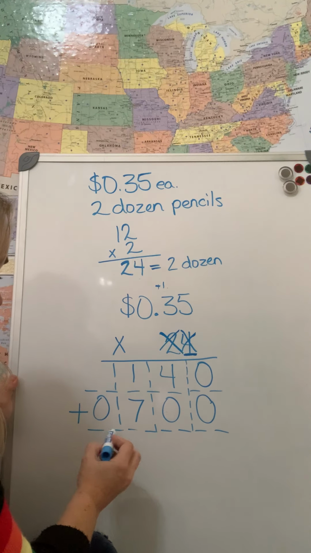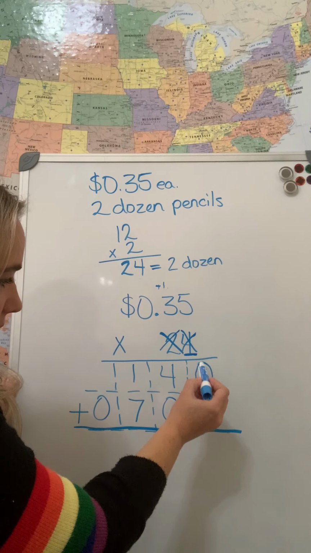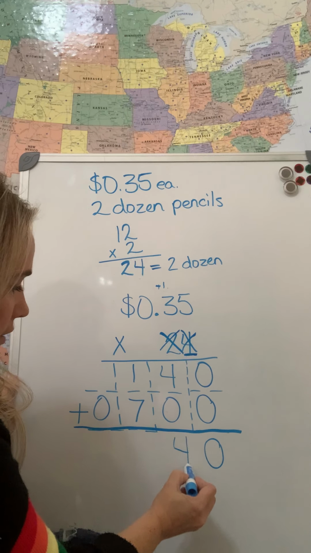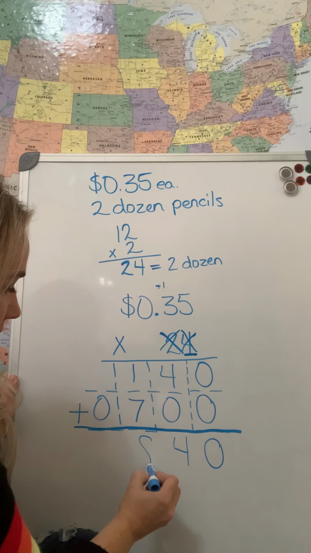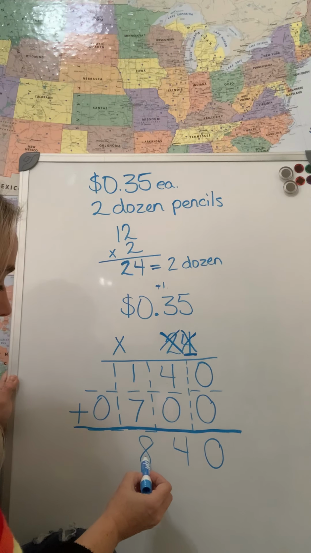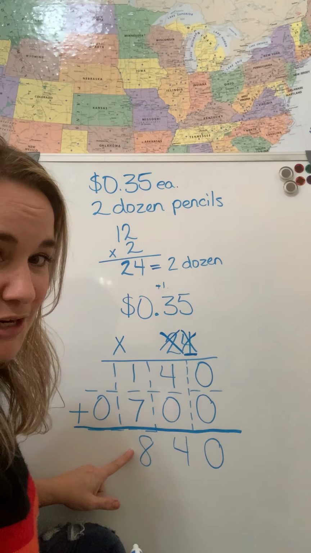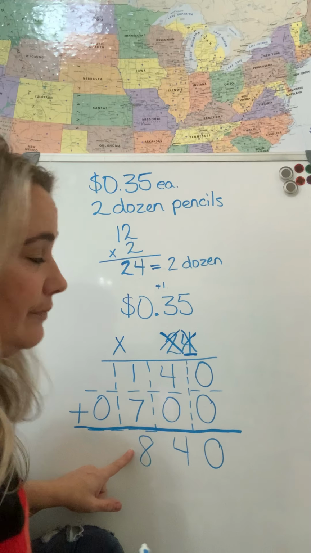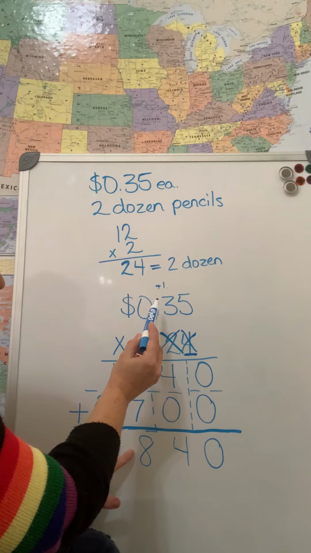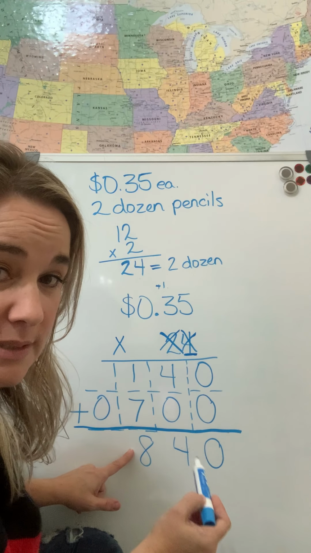So now I do my adding, and I have it nice and lined up here in these dotted lines. So 0 plus 0, 4 plus 0 is 4, 1 plus 7 is 8, and then I have a 0 here. I don't even need to bring that down. I can just leave my answer here. So is 840 my answer? Be careful, because remember the question is asking you, what is the cost? So your answer has to be a dollar amount with a decimal sign.